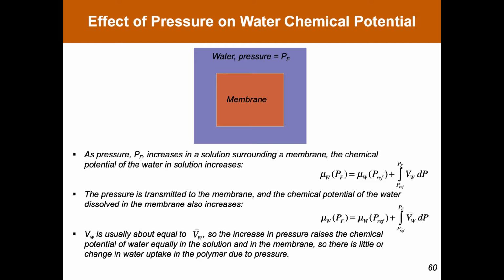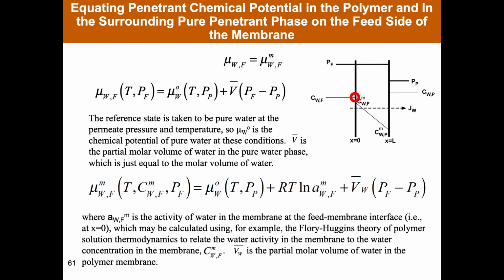That hydrostatic pressure is transmitted to the membrane. And so the water that's dissolved in the membrane also is exposed to this pressure, and the chemical potential of water inside the membrane increases according to the partial molar volume of water. Now, the partial molar volume is just the analog of molar volume, but now we're talking about water dissolved in the membrane rather than water in water. And so we can equate the chemical potential of water at this interface.